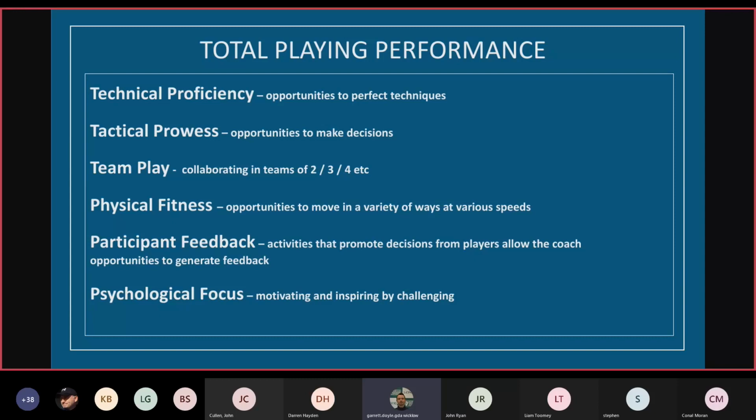Participant feedback, activities that promote decisions from players. And this is crucial because then this allows you to actually coach, to generate feedback, to ask them questions, to find out for yourself, are they getting it? Are they learning? Do they understand, or have you not explained it correctly, or do you need to do it a bit differently? And then psychological focus. So all the time we're trying to motivate them, inspire them. And the best way of doing this is setting appropriate challenges and putting them in activities that are not too easy, not too difficult.